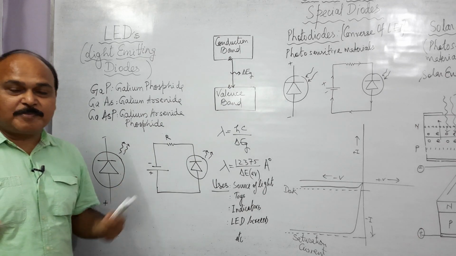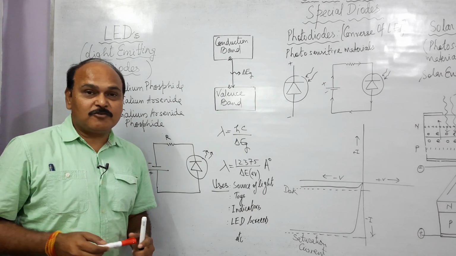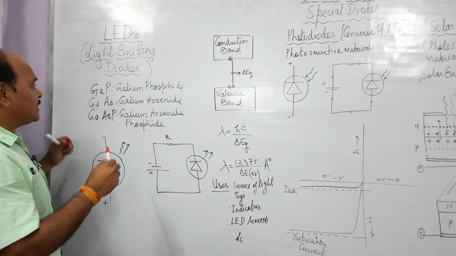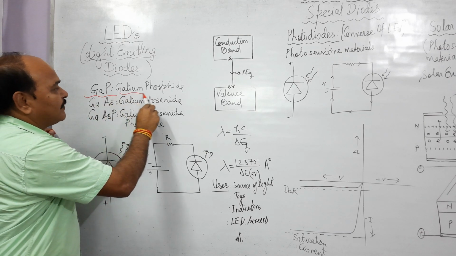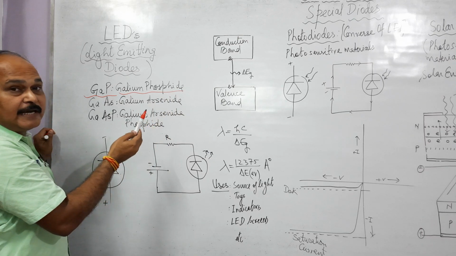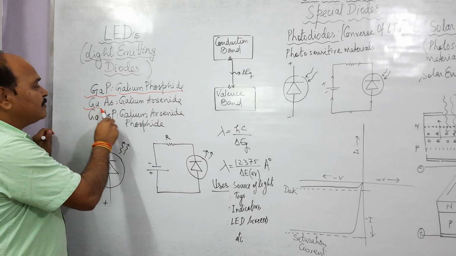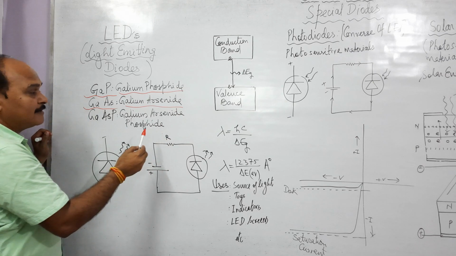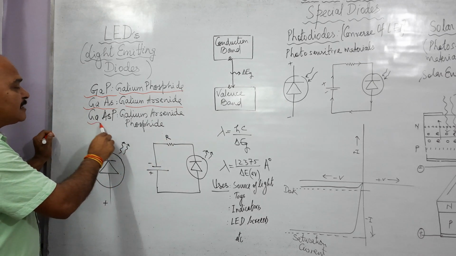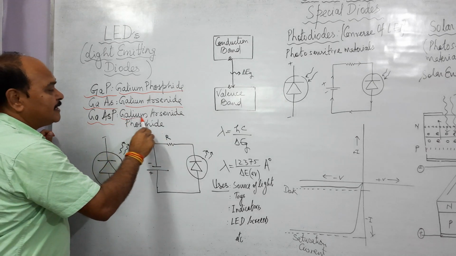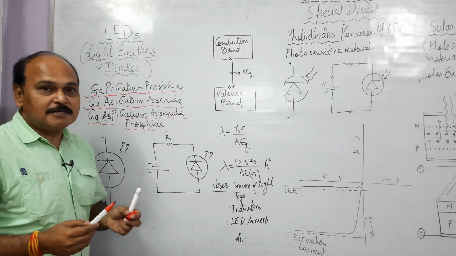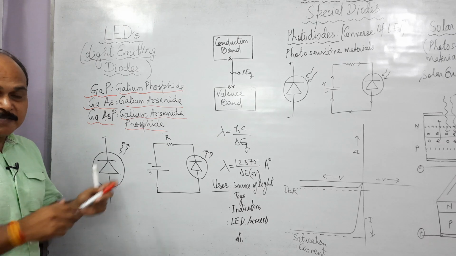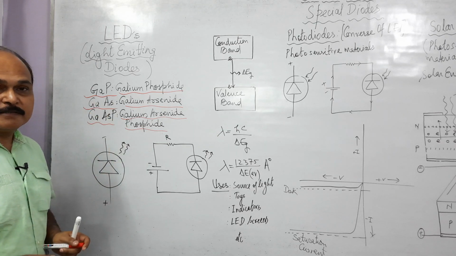These are special diodes made up of photosensitive materials such as GaP, gallium phosphide, GaAs, gallium arsenide, and GaAsP, gallium arsenide phosphide. So these are photosensitive materials which are used to make this special diode, the LED.